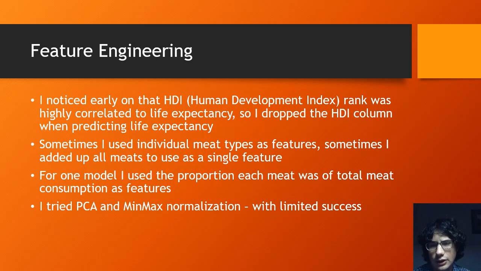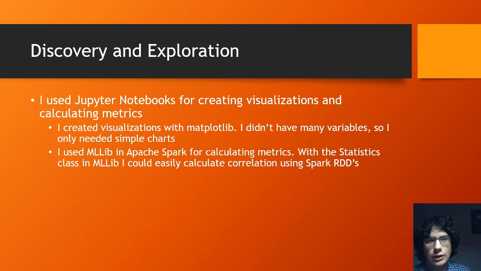I also used PCA, but my dimension reduction didn't really work too well. Min-max normalization: most of the time my models worked fine without normalization, I didn't need it. In the case of proportional data, it already is normalized, so that's another thing.